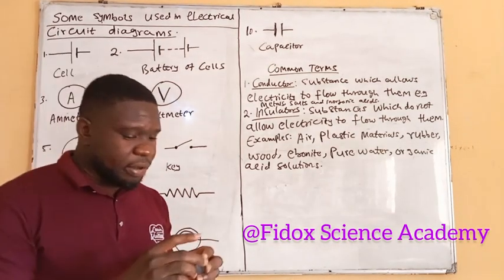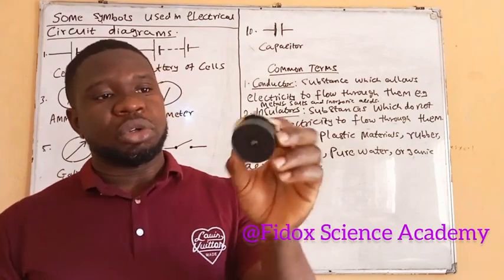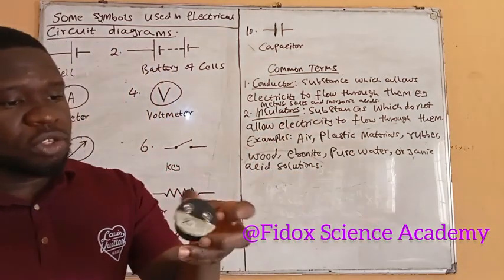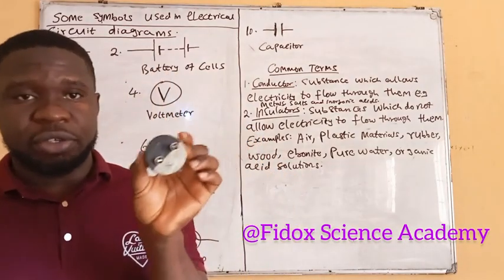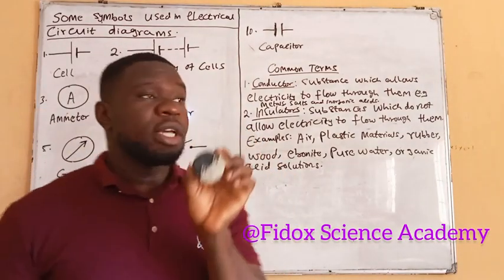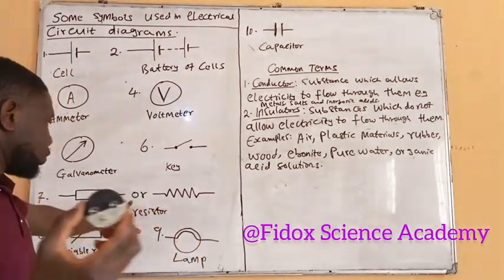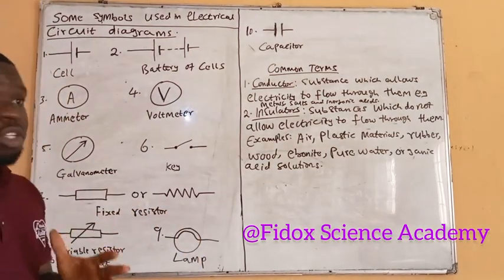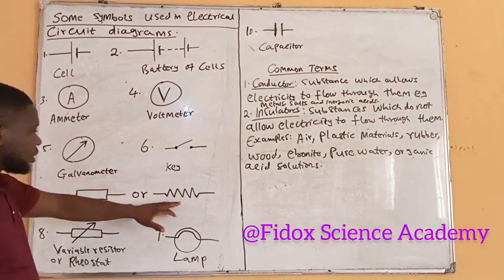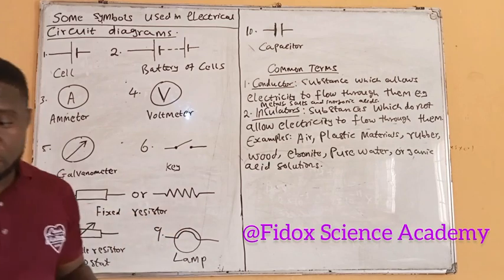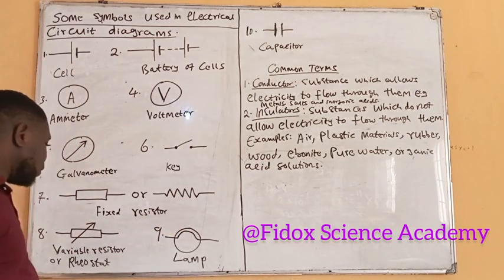Here we have a 2 ohm resistor. This is not the only form in which resistors appear, but this is also a resistor. This is an example of a fixed resistor, a standard resistor. So the standard resistors in a circuit can either have this shape or have this symbol.